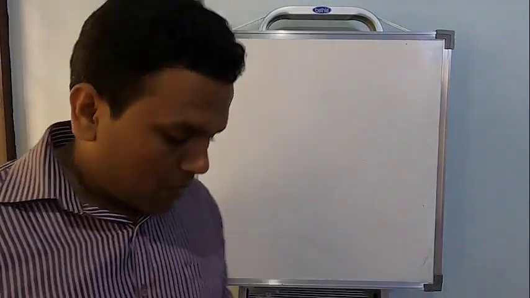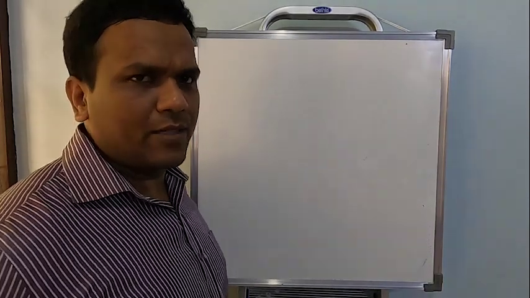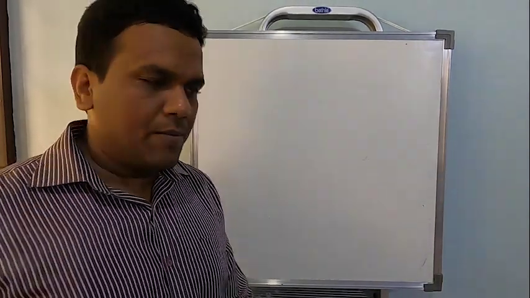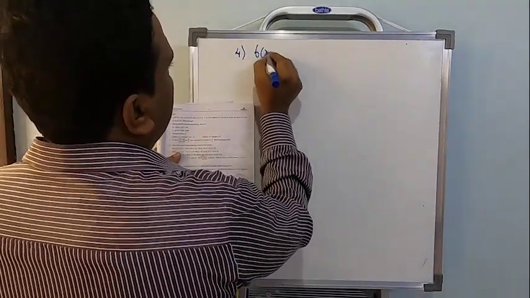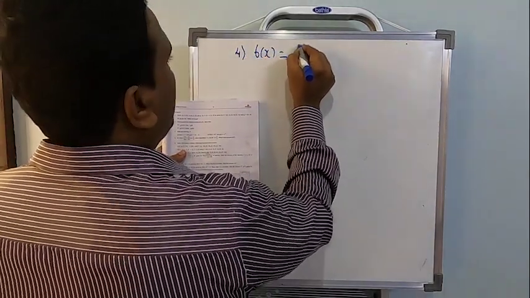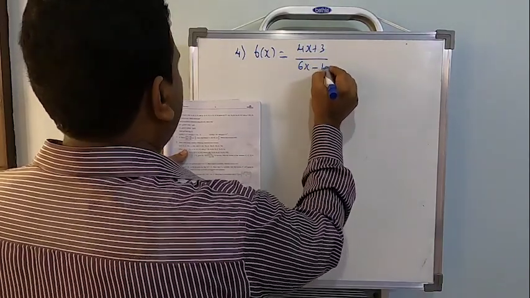Fine students, now let's move on to the next one. Problem number 1 and problem 3 are based on composition of function, even the next one also. So problem number 4 is given as f of x equal to (4x plus 3) by (6x minus 4).